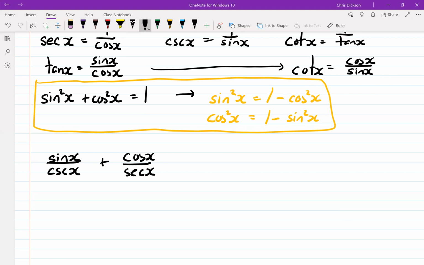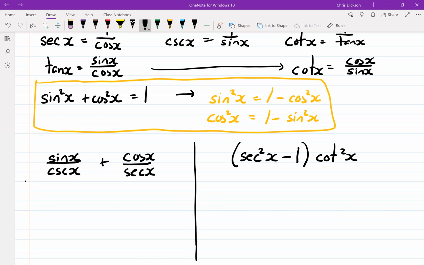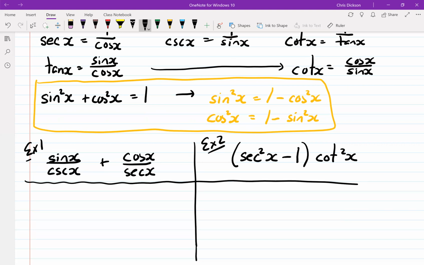Let's try secant squared x minus 1 multiplied by cotan squared x. Okay, just try to manipulate these two. They're two separate questions. Maybe I'll put example 1, example 2. And I would really encourage you to pause the video, see if you can do it on your own, and then maybe see if you've made some mistakes and where they are.